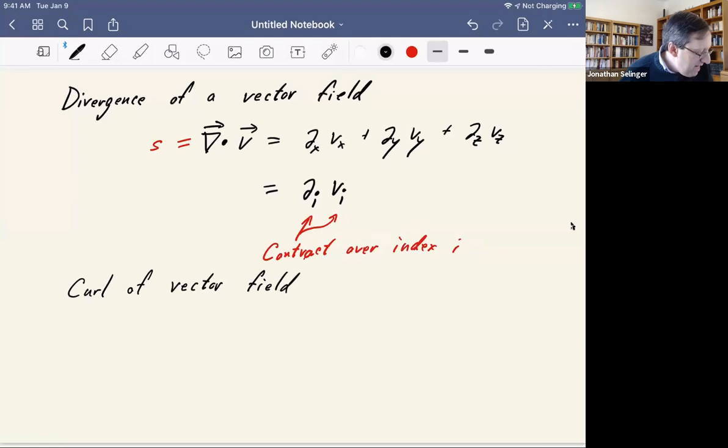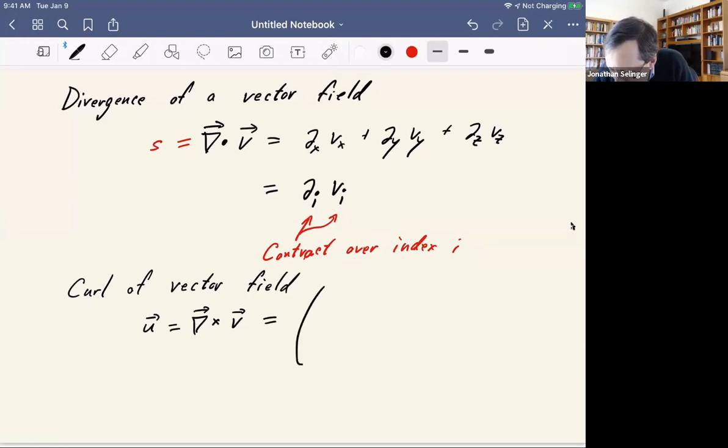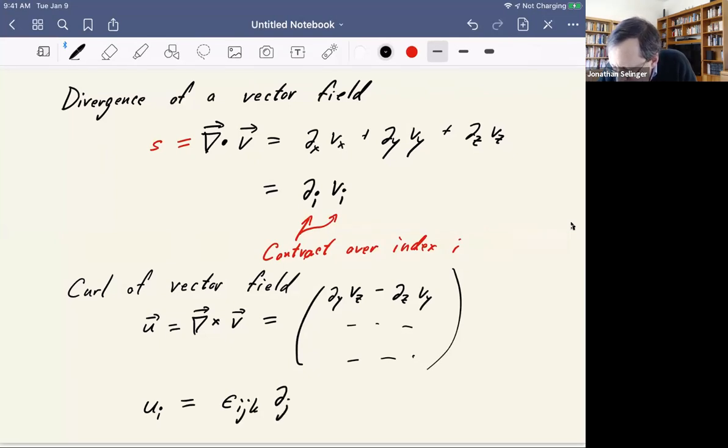And so that could be written as del cross V, and this makes some vector U. And this is a lot of work to write out, right? We have to say del y v z minus del z v y, and the same thing in the other two positions. Okay? When we use our component notation, we can write this nice and compactly as u sub i is epsilon i j k del j v k.